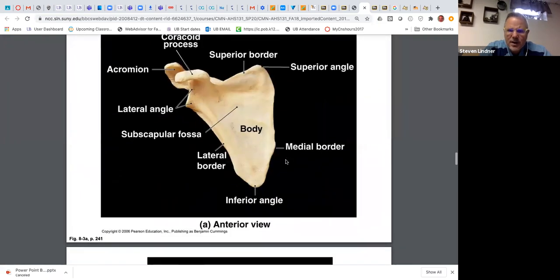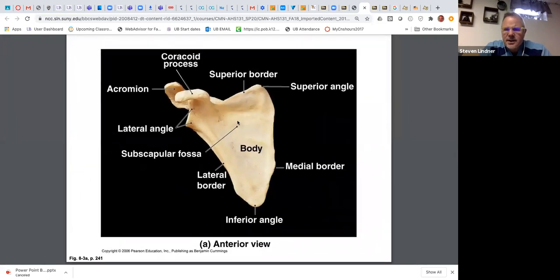Okay, moving right along. Again, just another view isolating the anterior view. Subscapular fossa, superior border, superior angle, inferior angle, medial border, lateral border, superior border, coracoid process, acromion process, lateral angle, and subscapular fossa.